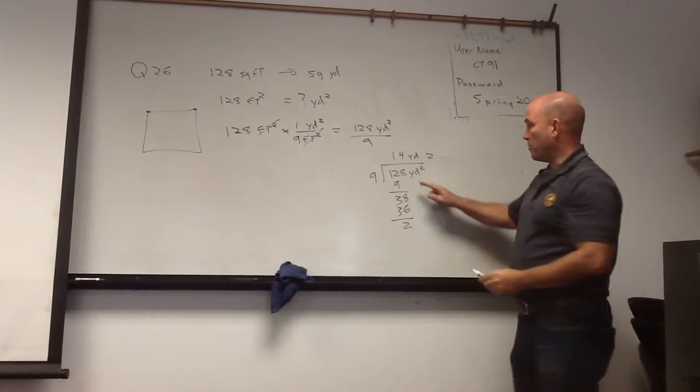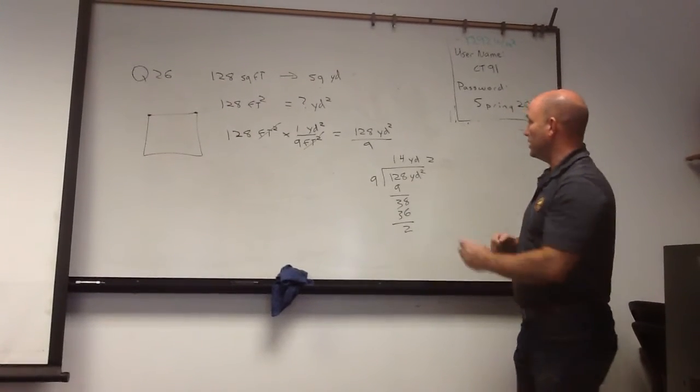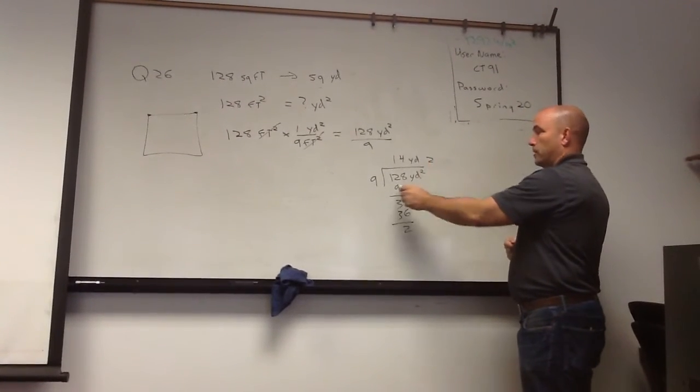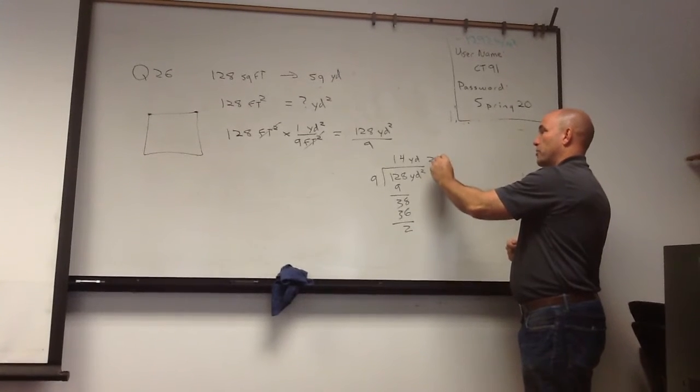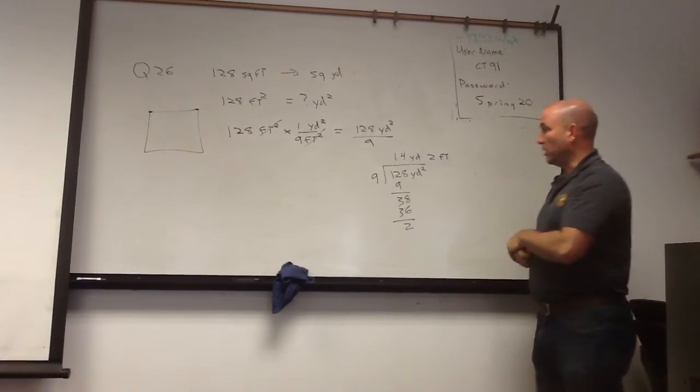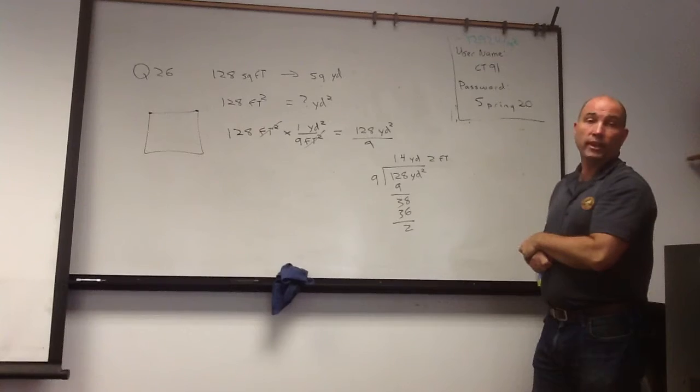And the remainder, remember, this was in feet before. And we're dividing it by 9. And so the remainder is still in feet. And so it would just be 14 yards, 2 feet.